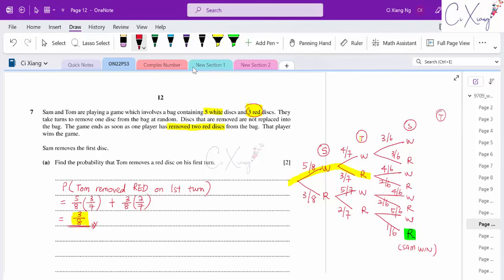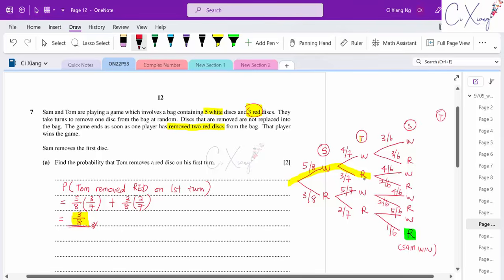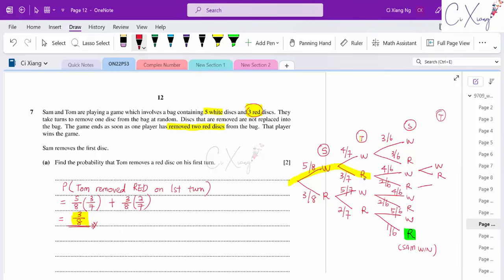Okay, so let's say Tom gets the first red disc here. Then where's the possibility that he gets the second red disc? It will be somewhere here. Same thing happens: red and then white and red. Then the third case will be this one, having W and R. So you can try to observe and see that if I want to get the probability for Tom to win the game, he must have 2 red discs already, where the first pathway will be this one.